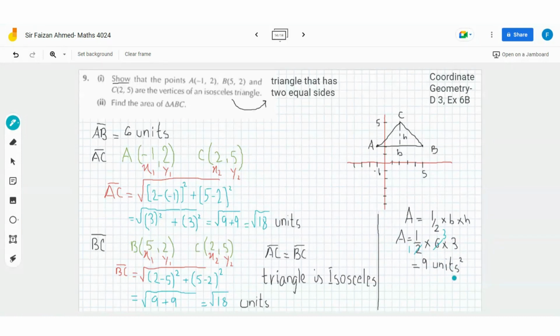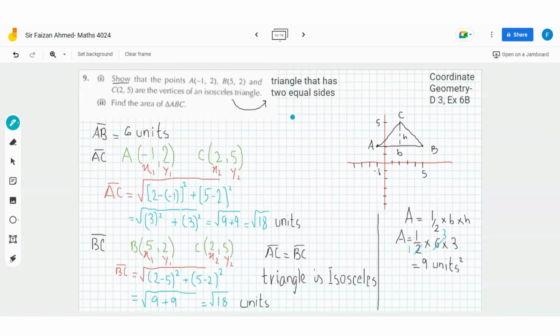So this is question number 9, in which we have to show the triangle as an isosceles triangle. If the length of all the three sides are equal, that is called an equilateral triangle. An isosceles triangle is a triangle in which only two sides are equal. Only the length of two sides are equal. So this was question number 9. I hope you have understood this question. This was a very simple question.